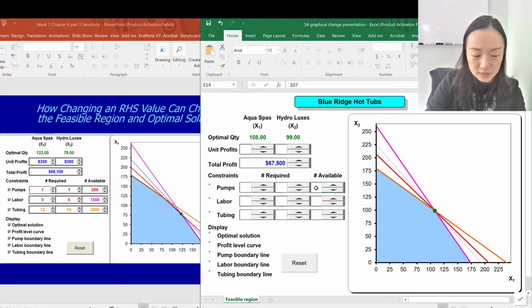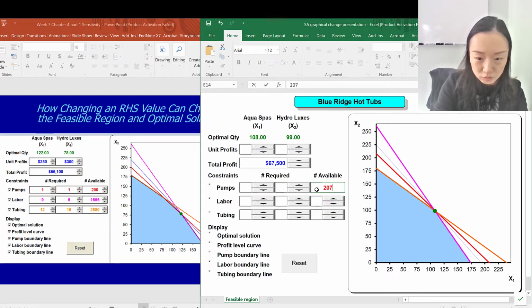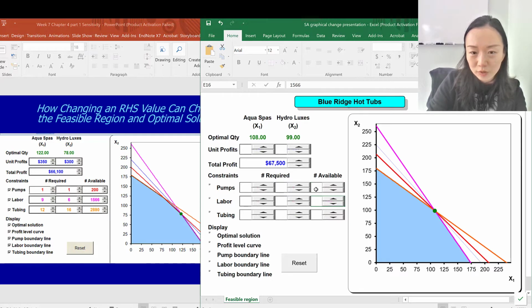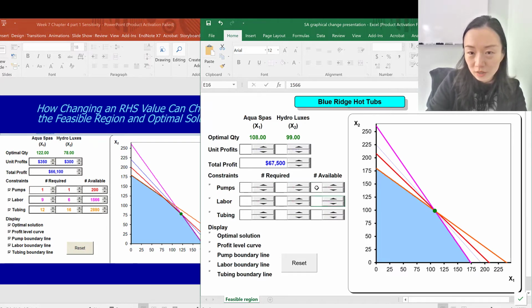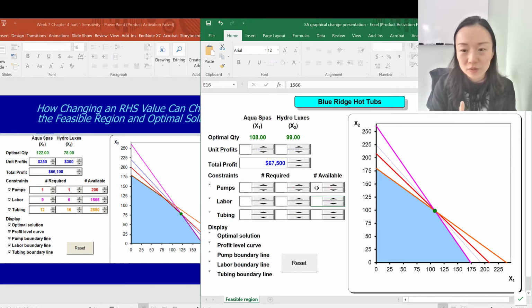Now if we keep increasing it, then you can see this red line moves out a little bit. And if you look at the objective function value, it didn't really change. So I'm going back to 207. When I go back to 207, the optimal solution and the objective function value are the same as when I change this right-hand side to 208. So there exists a point where, when you keep changing the right-hand side of your constraint, it will no longer have an impact on your optimal objective function value and the solution.